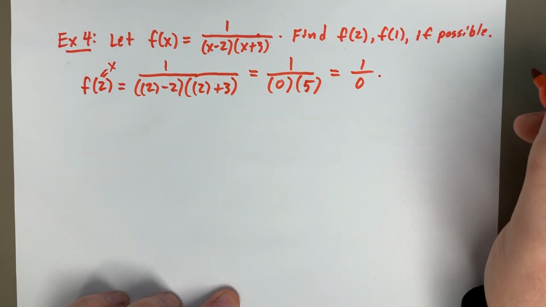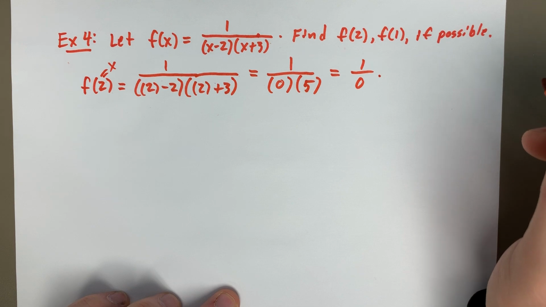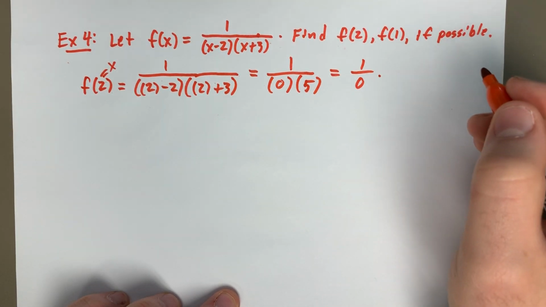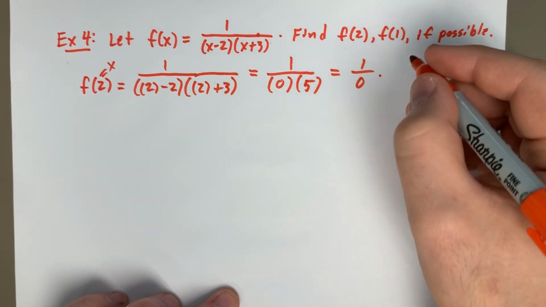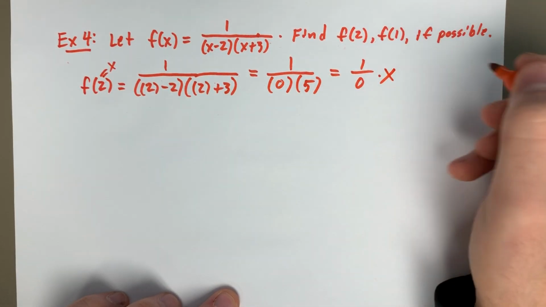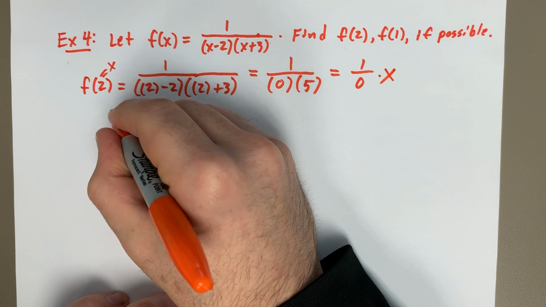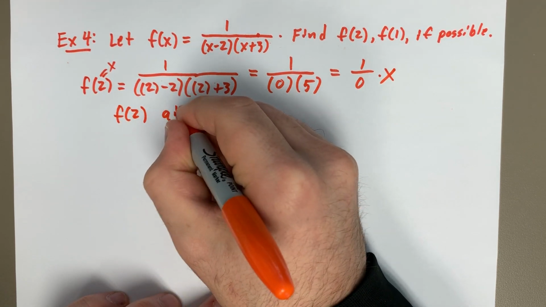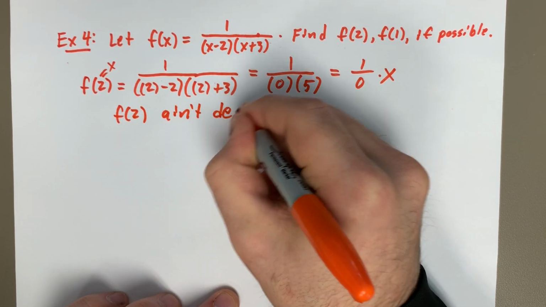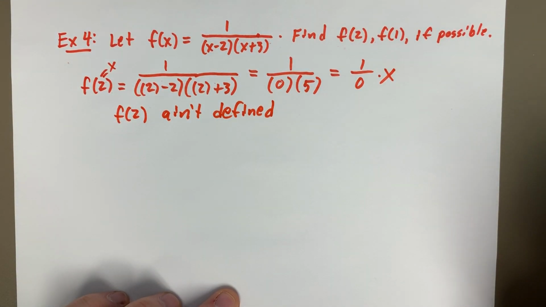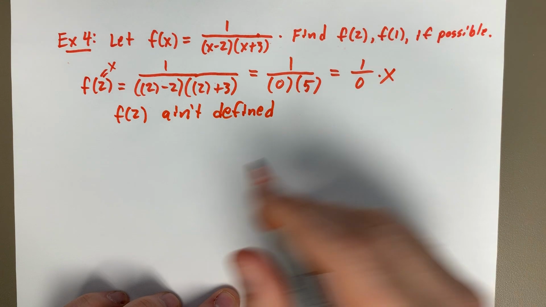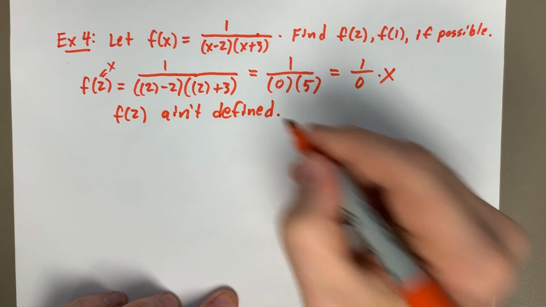If you get division by 0, it's just like the square roots case that we talked about in the last example. Can't have square roots of negatives, can't have division by 0. So if you try to plug in something and you get division by 0, that's bad. So I'll put a nice x there and say f of 2 ain't defined. They say ain't a word, I say it is. It can be in your vocabulary too. So f of 2 isn't defined.